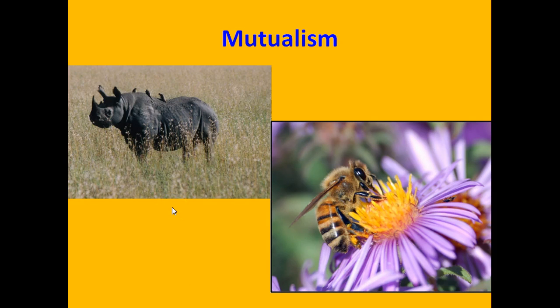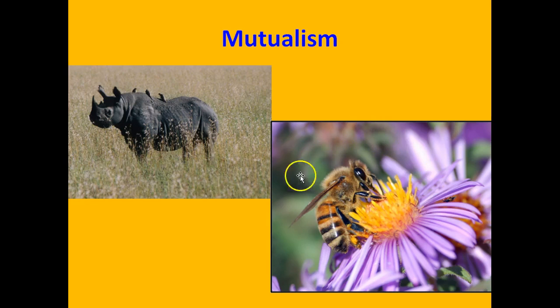A couple nice examples of mutualism are shown in this diagram. We have a rhinoceros with these birds that are eating on the rhinoceros, but they're not actually eating the rhinoceros, they're eating the bugs that are parasites on the rhinoceros. So this is an example of mutualism because the birds get food by eating the bugs, and the rhinoceros also benefits from this relationship because the birds eat the parasites that are harming the rhinoceros.